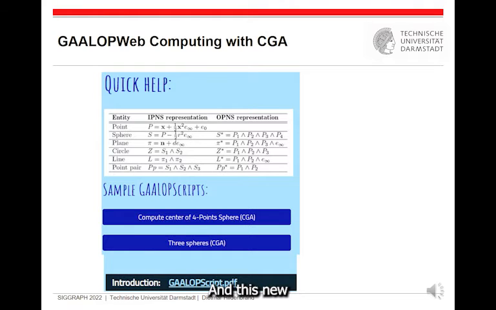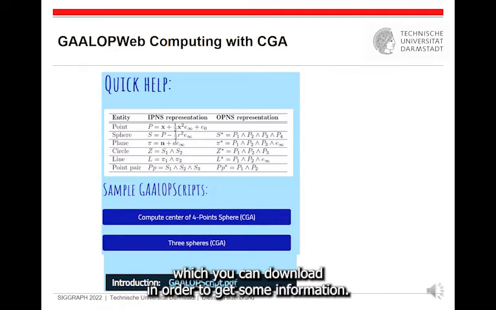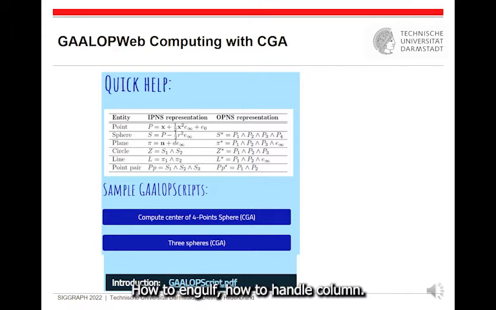And additional information is the gallopscript.pdf, which you can download in order to get some information on how to handle Gallop script, how to handle Gallop.